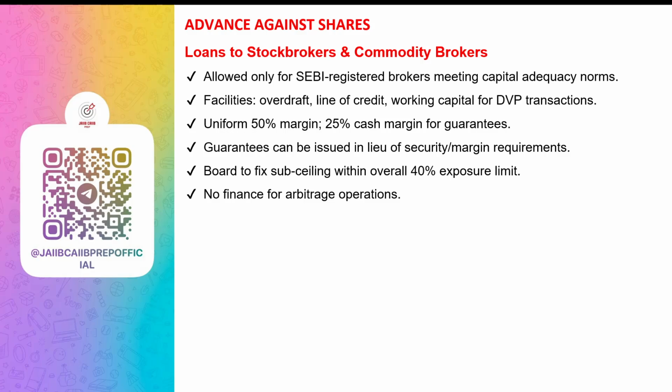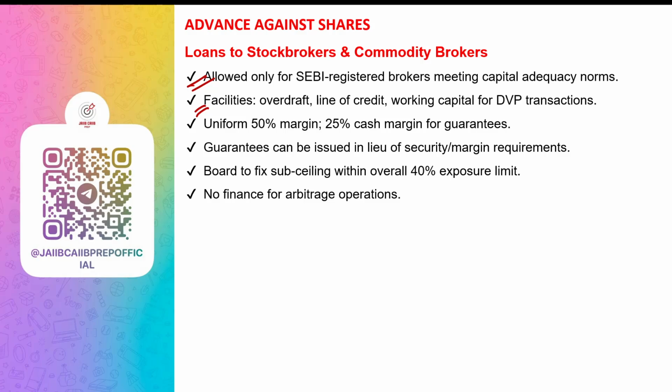Loans to stockbrokers and commodity brokers. Only SEBI registered stockbrokers and commodity brokers who meet SEBI or stock exchange capital adequacy norms get the loan. There are two types of credit facility provided to them. Number one is overdraft or line of credit against shares and debentures held as stock in trade. Secondly, working capital to cover temporary cash flow gaps in delivery versus payment transactions for institutional clients like foreign institutions, mutual funds, and banks. Banks must check the borrower's financial strength, turnover, income, and the marketability of the pledged securities.